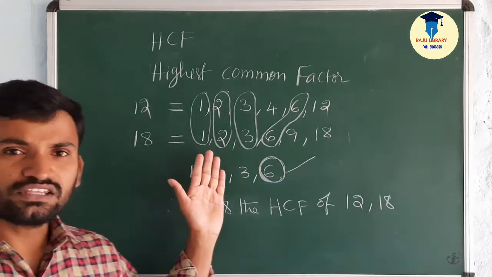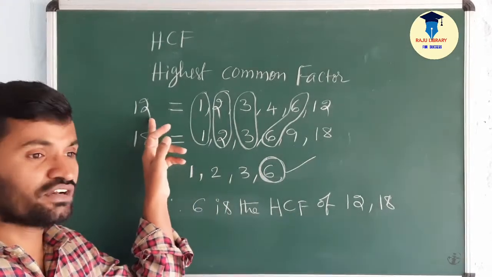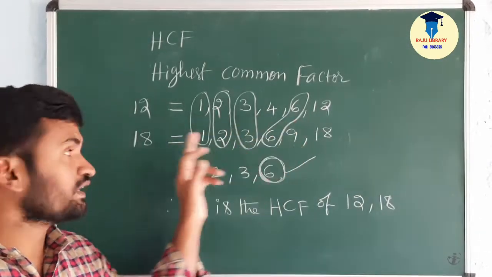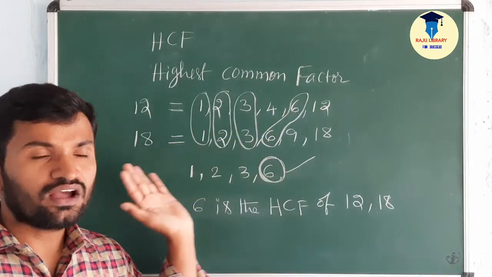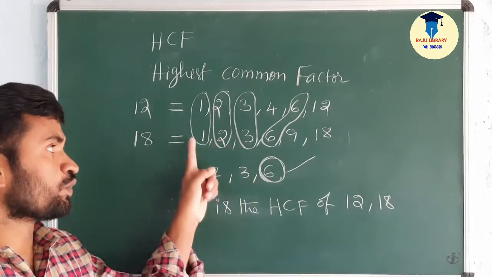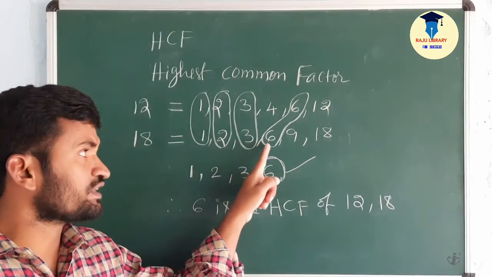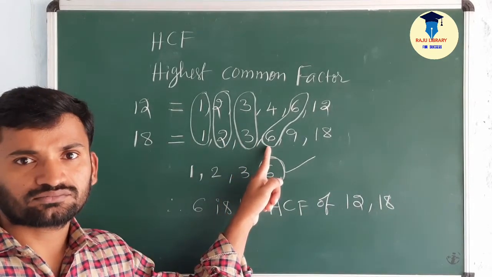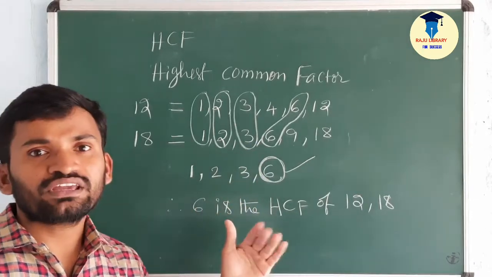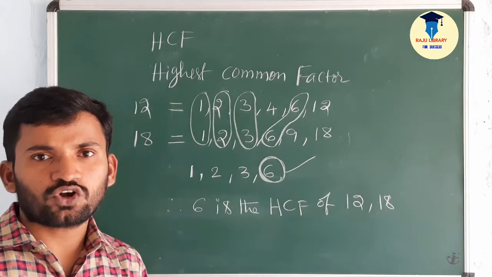Okay. So like this we can find the highest common factor. First of all we have to write the factors of each and every given number. 12 factors we have to write, next 18 factors we have to write. Afterwards we have to identify the common factors: 1, 2, 3, as well as 6. Then I write all the common factors here and observe which is the highest, the greatest common factor.